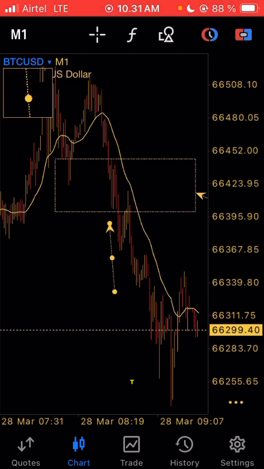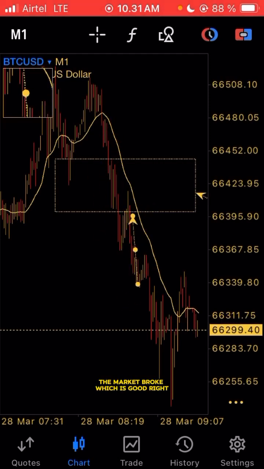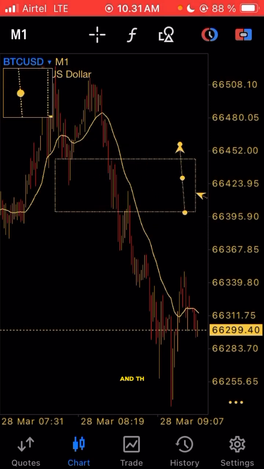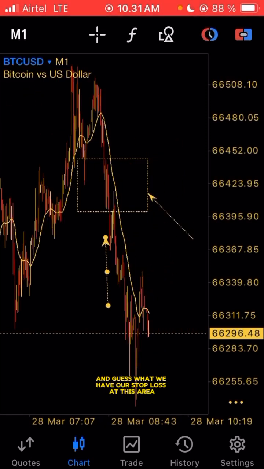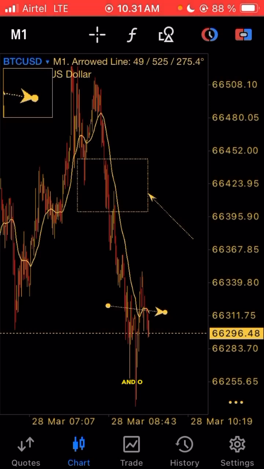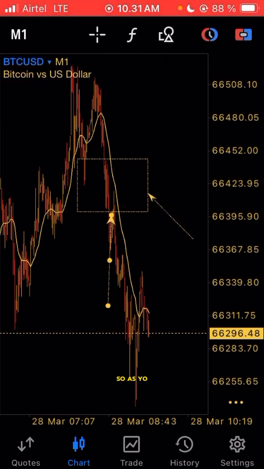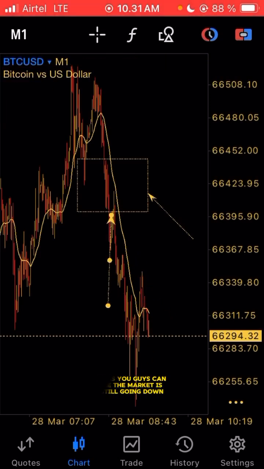Now as you guys can see, we have a setup right here, and what happened in the past, the market broke, which is good, right? And then it came back and made a retest on the zone, and guess what, we have our stop loss at this area and our TP at this area. So as you guys can see, the market is still going down.